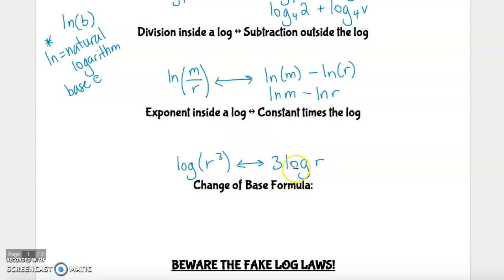The same thing would work if I wanted to start condensing my logarithms. If I wanted to move this 3, I can make it back up to an exponent on here. All right, so that's your exponent inside of a log rule.